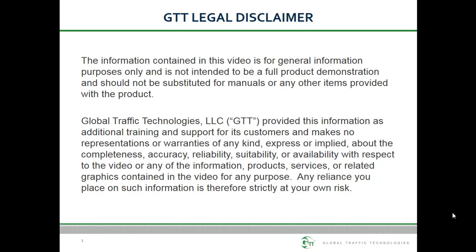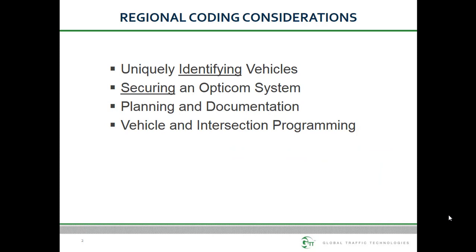This video describes how to create coding schemes for identifying and securing Opticom systems that provide mutual aid and regional EVP and TSP usage. It is important to emphasize that coding does not automatically mean locking out users. Unique vehicle identification is the primary purpose of establishing regional coding schemes.